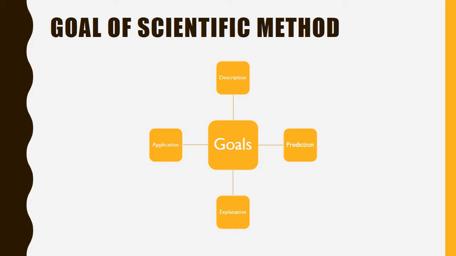So what is the goal of the scientific method? What is the goal of doing research? Why do you even do research? What do you want to do? There are four main goals that you would like to achieve. Firstly, you want to get some description of information about an event or phenomenon. You want to make predictions. You could also use research for explanation and also for application purposes.